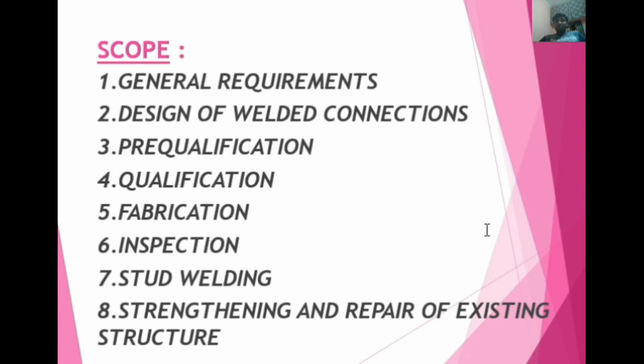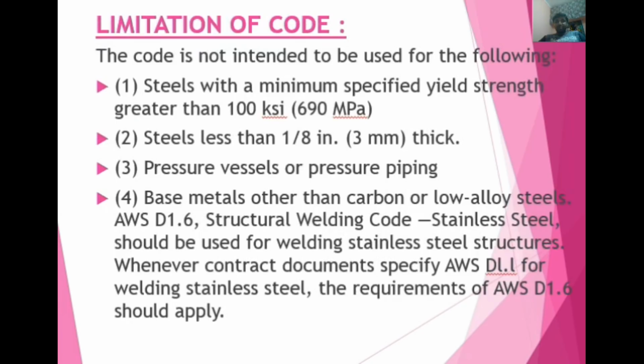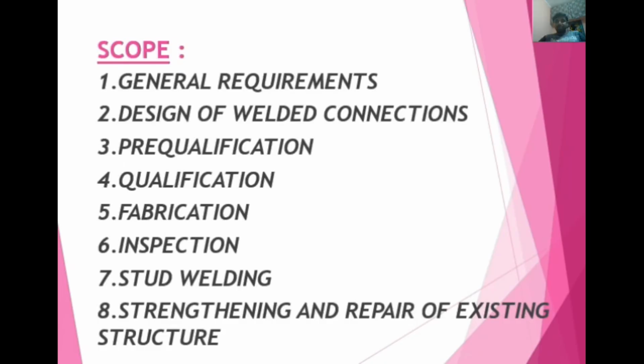So what are the scopes in AWS D1.1? I have mentioned here eight scopes: general requirements, design of welded connections, prequalification, qualification, fabrication, inspection, stud welding, and strengthening and repair of existing structures. We'll go into the details of every subject. We already discussed the general requirements. This is the limitation of the code.